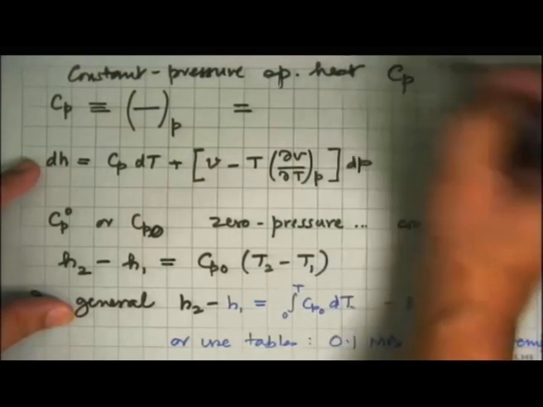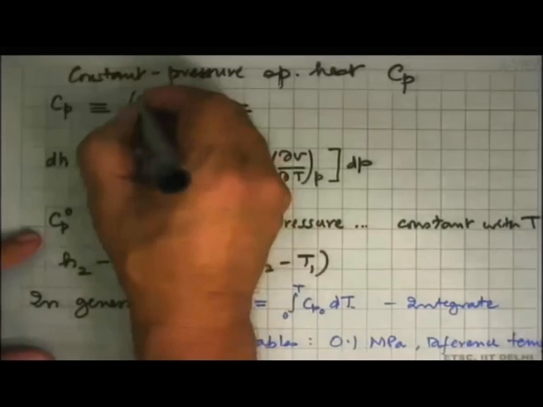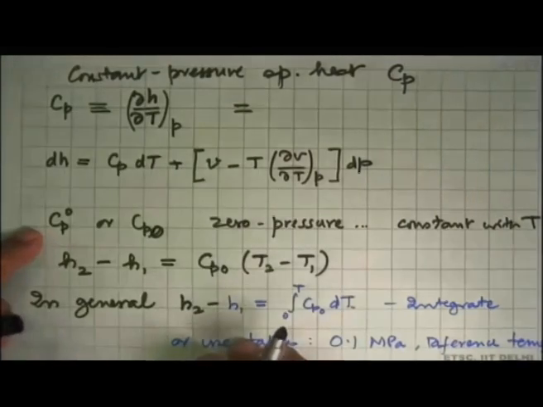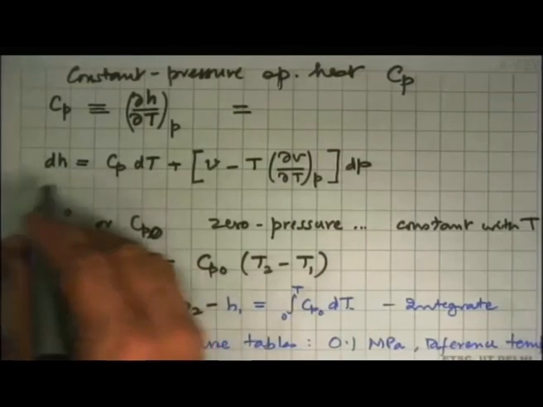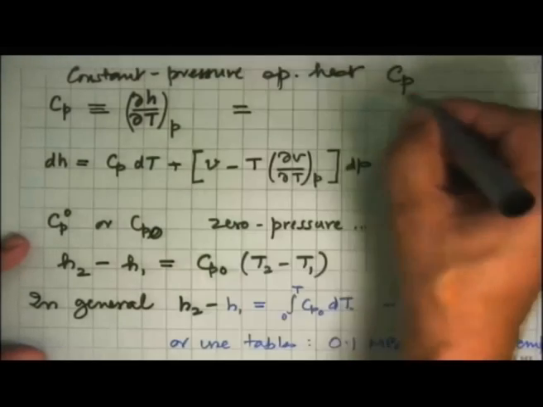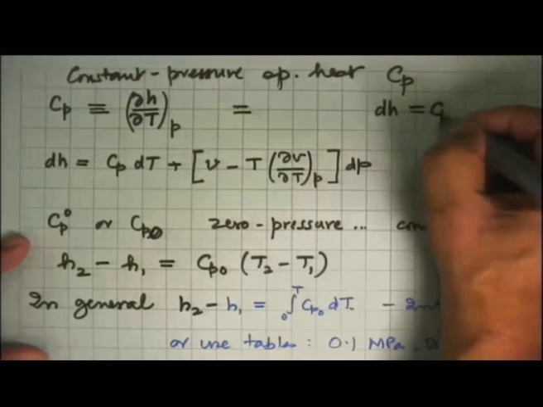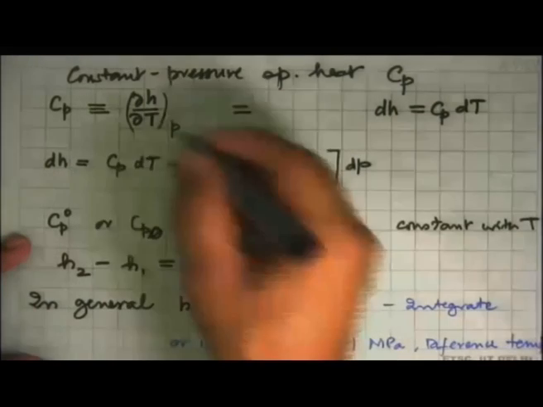We denote this by Cp, and it's defined as dH by dT at constant pressure. Okay, so that's what we have, and we can also write this, if we want, as dH is equal to Cp dT for a constant pressure.